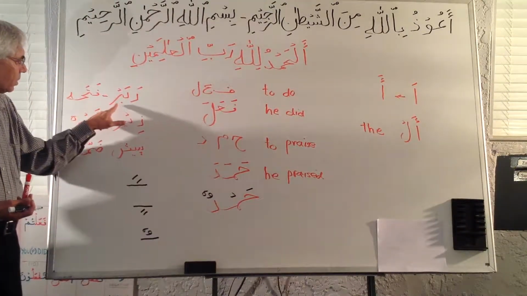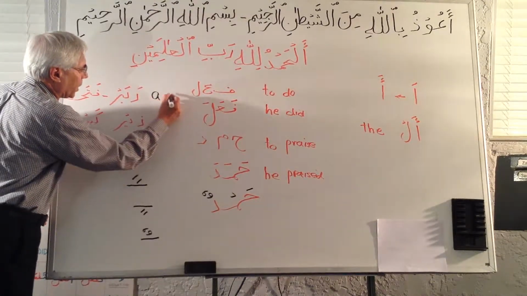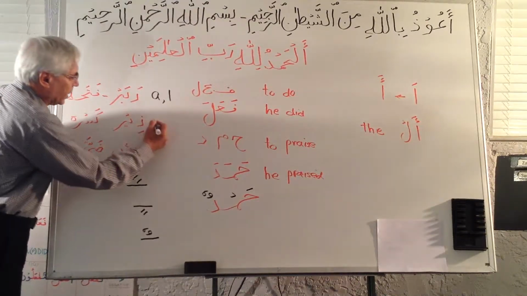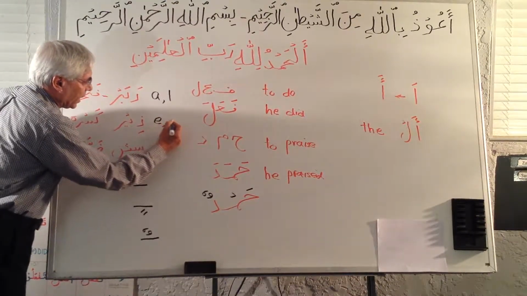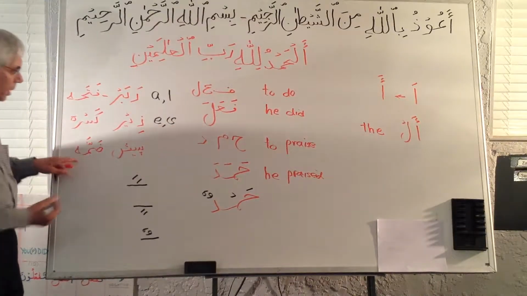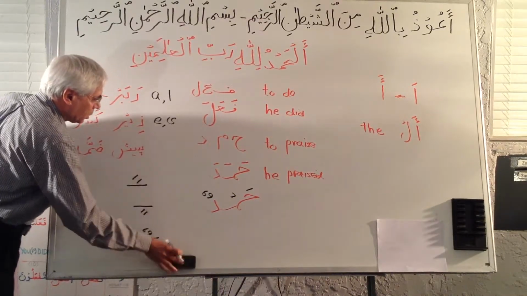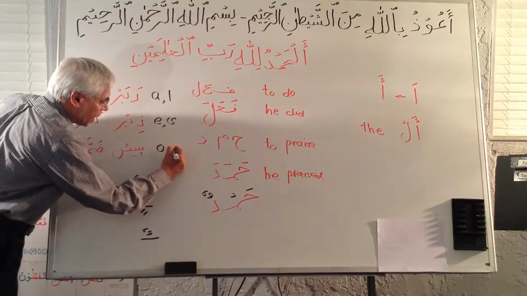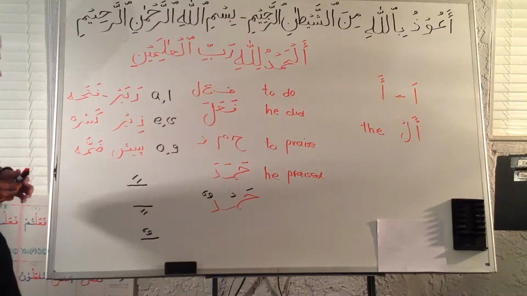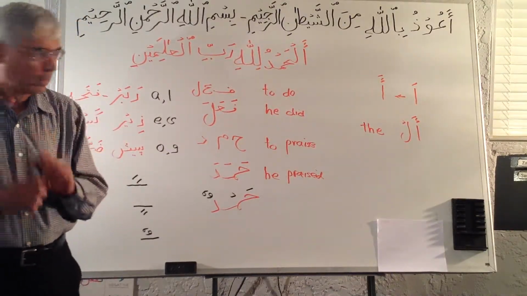Sound of zabar is like A in English or alif in Arabic. The sound of zair is like E or ya in Arabic. The sound of pesh or dhamma is O, or vav in Arabic or Urdu. So these are the sounds. Okay? And they are called harakat. They help us pronounce the word correctly.